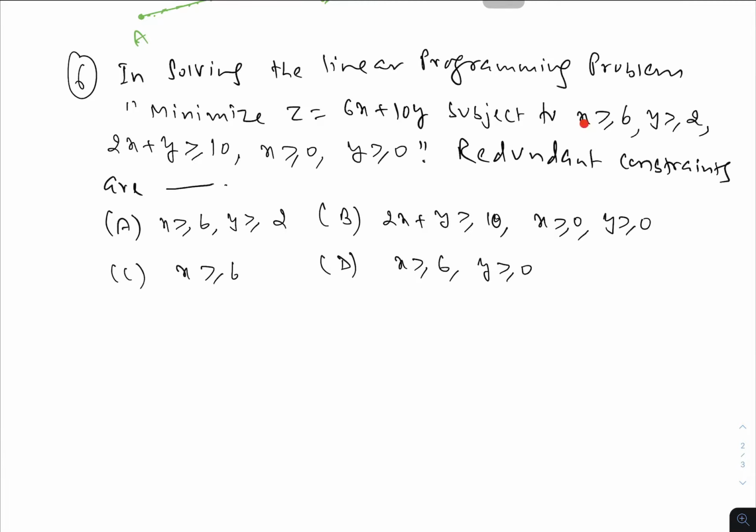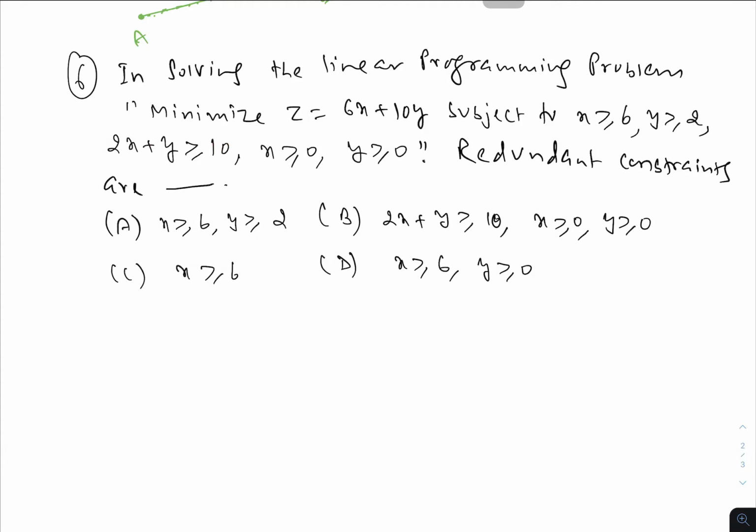If x is greater than or equal to 6, y is greater than or equal to 2. So if you are having any value of x which is 6 or greater, and a value of y which is 2 or greater, then automatically 2x plus y is greater than or equal to 10. What does it mean? It means that if you are having x greater than or equal to 6, y greater than or equal to 2, you don't require 2x plus y greater than or equal to 10.